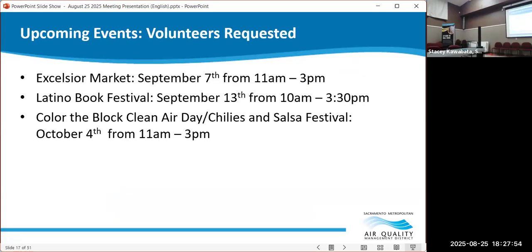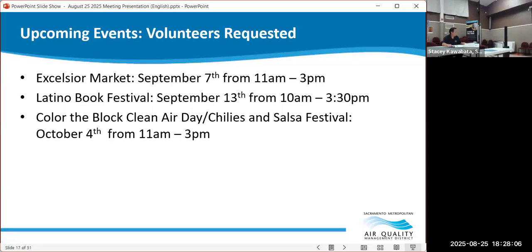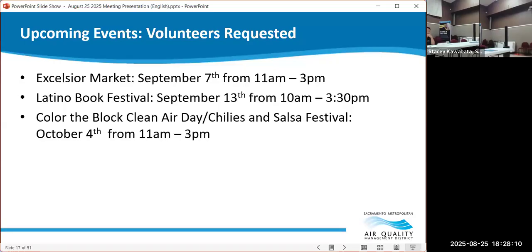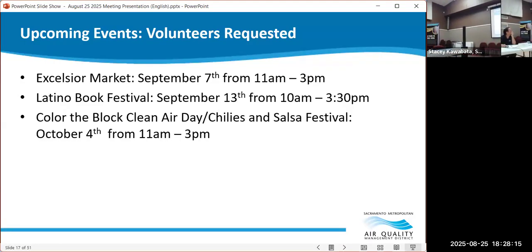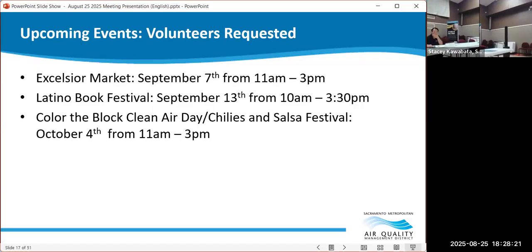And next, we have upcoming events where we are requesting volunteers. Again, we have the Excelsior Market, that is an International Day Festival. For context, it is a 10-acre farm, so it is not completely developed land. So that's just giving that information to individuals that would want to volunteer there. Wherever your tables would be set up would be on a concrete or flat foundation. But again, the overall farm is unfinished. Then we have the Latino Book Festival.